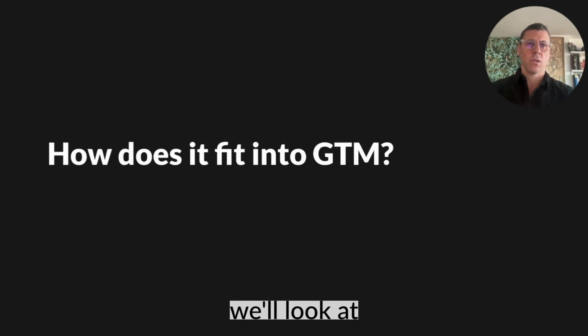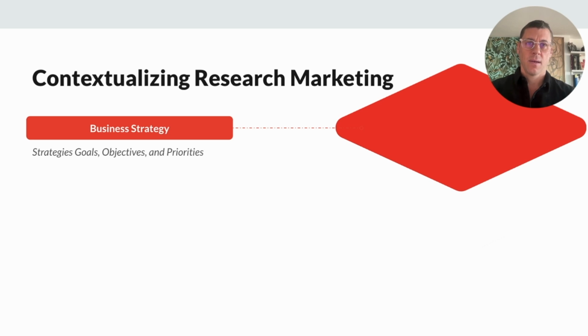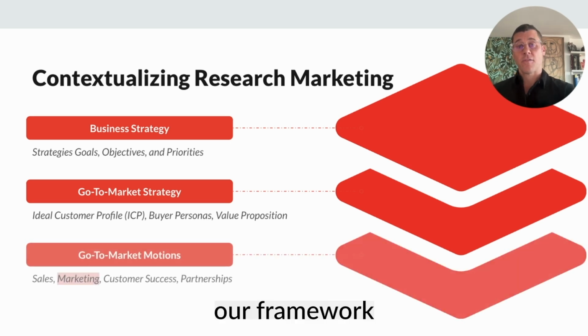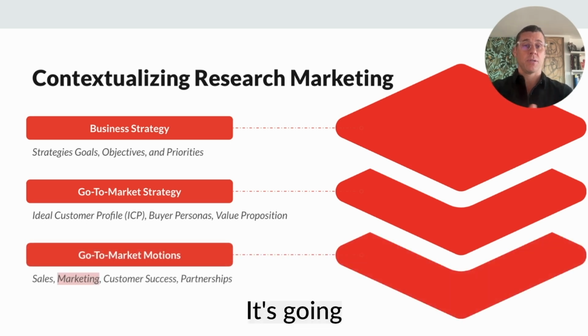During this section, we'll look at how research marketing fits into go-to-market. At the very highest level, an organization will have a business strategy, which is going to consist of its goals, objectives, and priorities. Then we're going to go down to the market strategy, which will encompass ICP, buyer personas, and the value proposition. The next layer of our framework is the go-to-market motion. It's going to consist typically of sales, marketing, customer success, particularly in SaaS, and partnerships. Research marketing lives here within marketing.